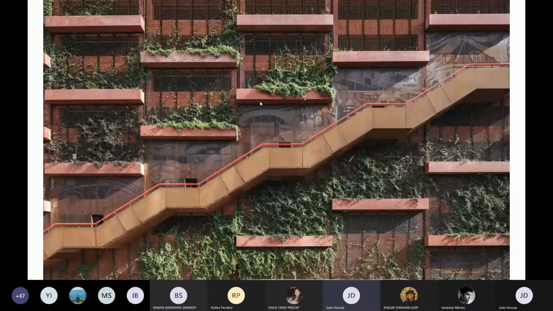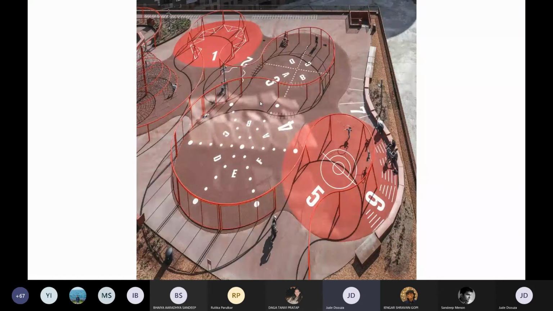Okay, so once you reach the top, you actually realize that it's the same red pipe which then winds its way around and creates various things. It's a playscape. There are various different kinds of activities that it supports. In this case, there are swings. Then you have these places where people can hang and do exercise.